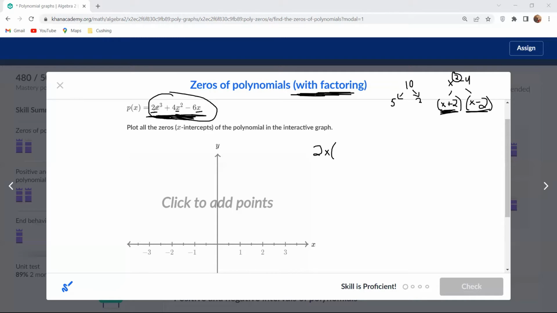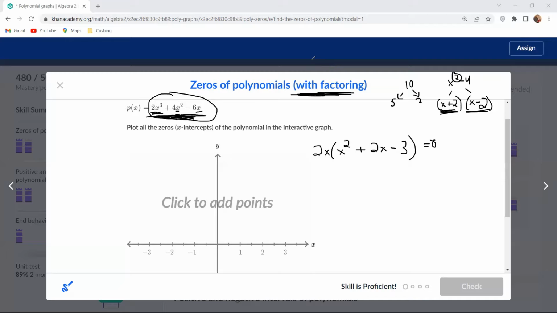So 2x times what is 2x cubed? That would just be x squared, right? 2x times x squared is 2x cubed. The exponents add. And then plus 2x times what is 4x squared? That should be 2x, right? 2 times 2 is 4, x times x is x squared. And then minus 3, right? 2x times negative 3 is negative 6x. So this whole thing equals 0.